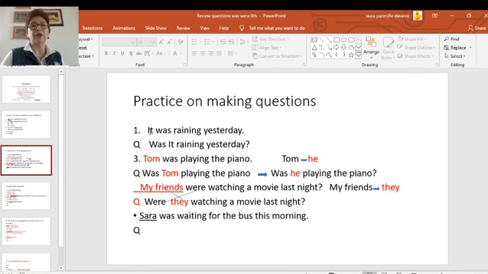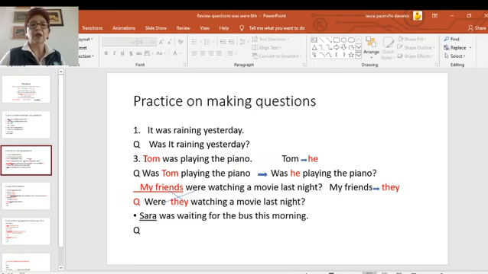Practice on making questions. It was raining yesterday. Super easy question. Was it raining yesterday? Ya, solo questions. Vamos acá. Tom, aquí es otra cosa que podemos hacer unos cambios. So I want you to pay attention to what I'm going to do with these sentences, okay? Yeah. Miren, el statement. Tom was playing the piano. This is a statement in the past progressive form. So I want to make a question. I can do it in two ways.